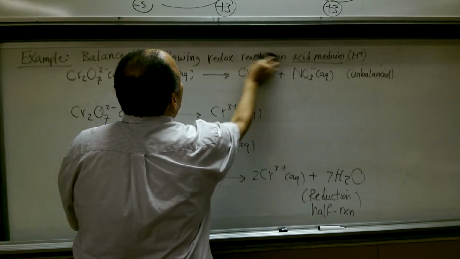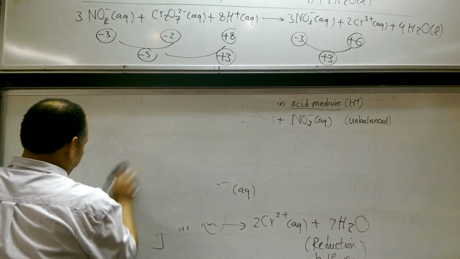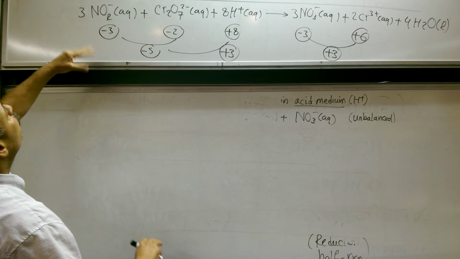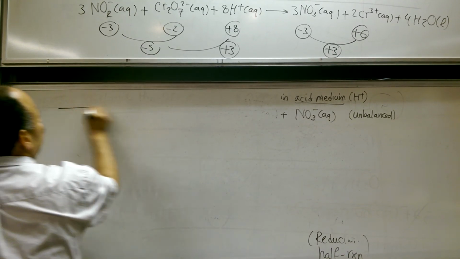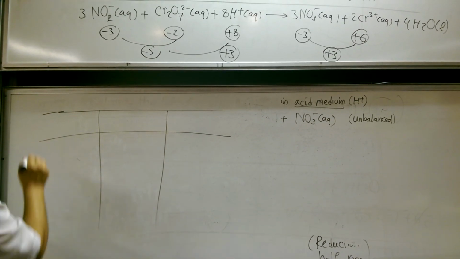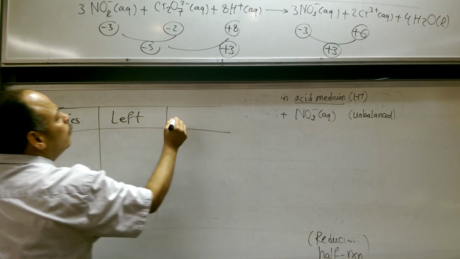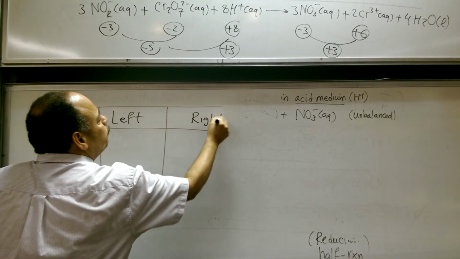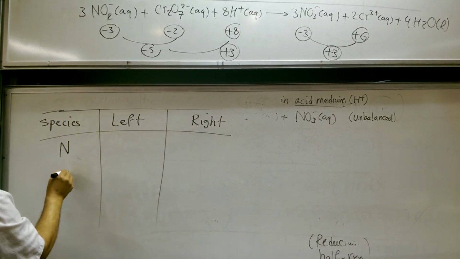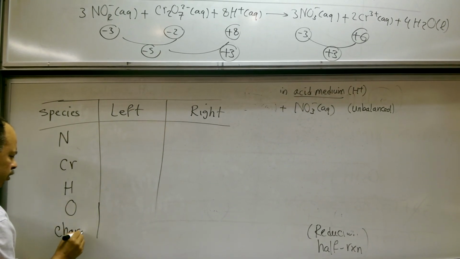Now, in order to check for the atoms, we can do this by inspection, but I would like for you to use this small table. You can do it and get it quickly. Whenever we have more than say 2 or 3 atoms, it would be a good idea to use this table here in order to make sure that the equation is also balanced. So here is the species, and this is the left side of the equation, and here is the right side of the equation. So what do we have on each side? Here we have nitrogen, we have chromium, we have hydrogen, we have oxygen, and we have the total charge.